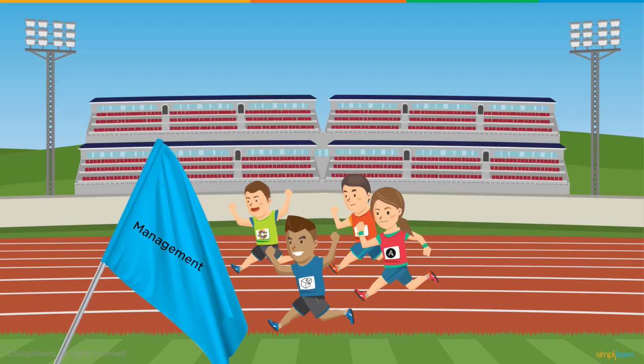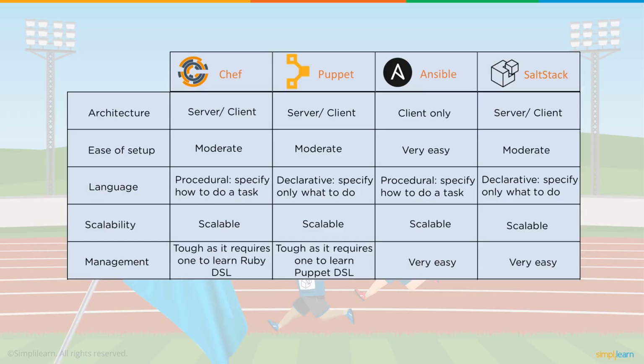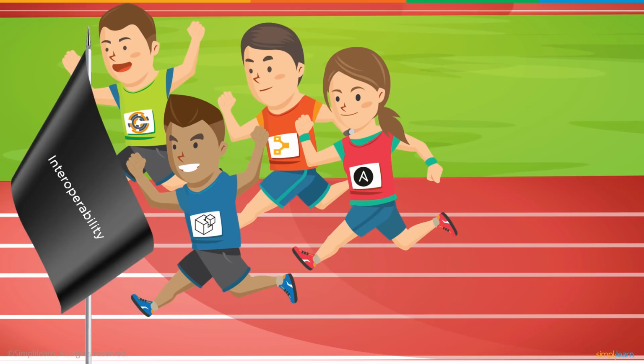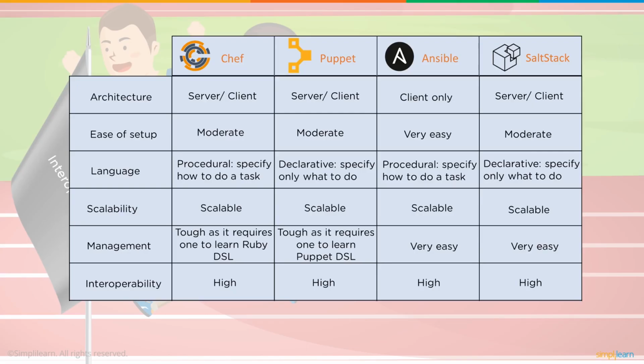What do the management tools look like for our 4 contenders? Again, we have a 2-way split. With Ansible and SaltStack, the management tools are really easy to use. You're going to love using them. They're just fantastic to use. With Puppet and Chef, the management tools are much harder to learn, and they do require that you learn either the Puppet DSL or the Ruby DSL to be able to be a true master in that environment. But what does interoperability look like? Again, as you'd imagine, similar to scalability, interoperability with these products is very high in all 4 cases.